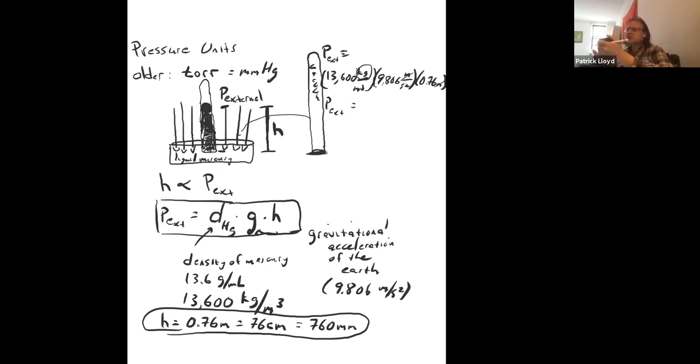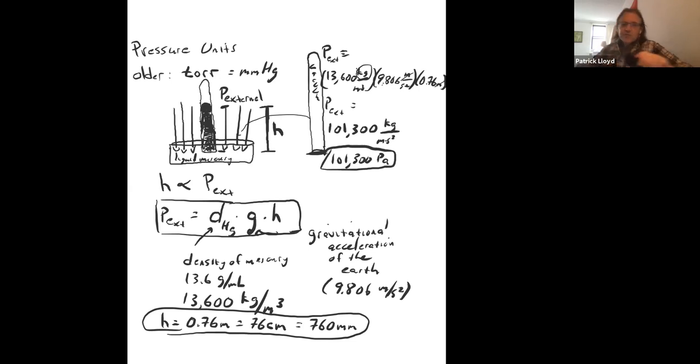So 13,600 times 9.806 times 0.76, and you get 101,300. And then it's kilogram per meter second squared, right? That's the same as a Pascal. So 101,300 Pascal. So look how big this is. That's a big number, right?